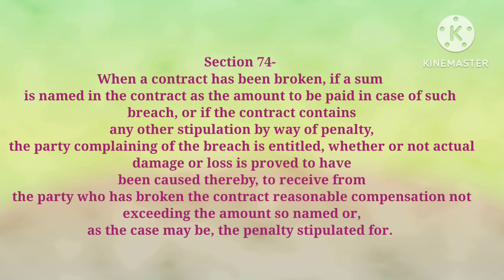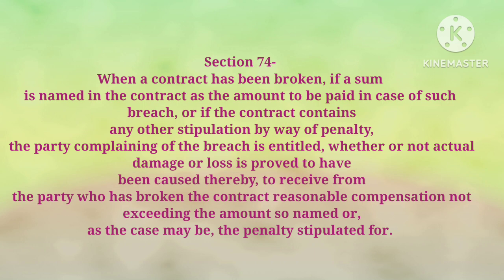Now, coming to section 74 of the Indian Contract Act. Section 74 reads like this: where a contract has been broken, if a sum is named in the contract as the amount to be paid in case of such breach, or if the contract contains any other stipulation by way of penalty, the party complaining of the breach is entitled, whether or not actual damage or loss is proved to have been caused thereby, to receive from the party who has broken the contract a reasonable compensation not exceeding the amount so named, or as the case may be, the penalty stipulated for.